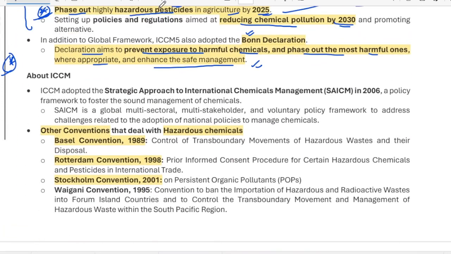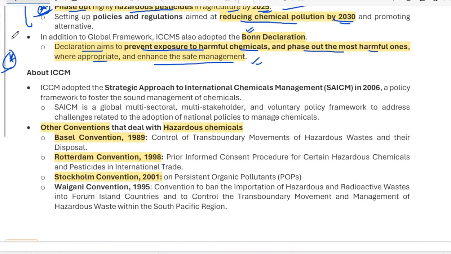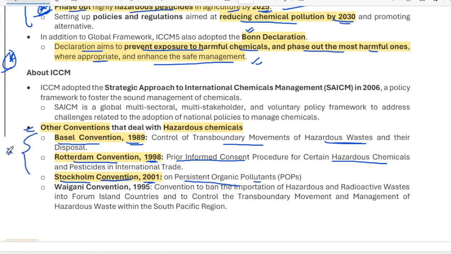Now, what are the other conventions which deal with these chemicals? The Basel Convention, adopted in 1989, controls the transboundary movement of hazardous waste. The Rotterdam Convention of 1998 requires the prior informed consent procedure for certain hazardous chemicals. And the third one is the Stockholm Convention of 2001 on persistent organic pollutants. You must read all these conventions in your static portion. Questions are asked on these conventions all the time.